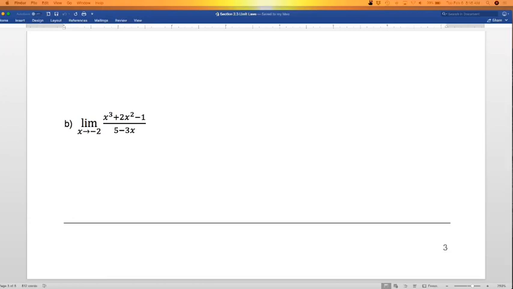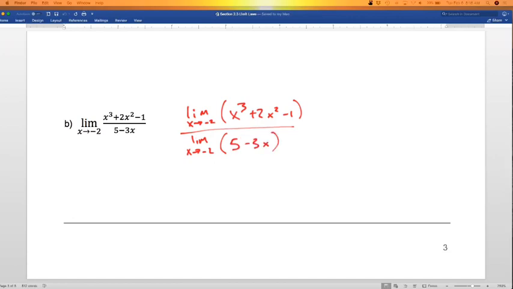And so the first thing we would do is apply Law 5, which says we would take the limit as x approaches -2 of the numerator and divide it by the limit as x approaches -2 of the denominator. Okay, that's law number 5, where we split according to the quotient.